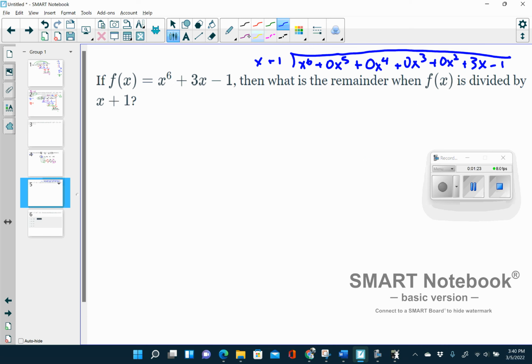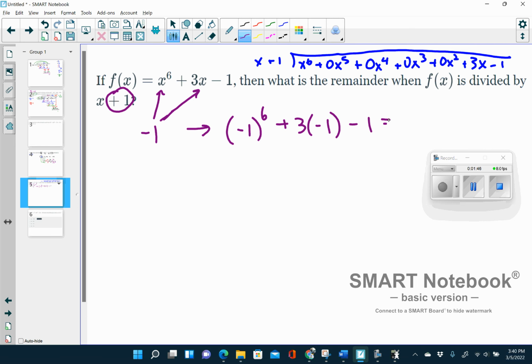So instead of doing that, there is a quicker way, and all you have to do is take this term that's here and flip the sign, and that's going to give you negative 1. And then basically you're going to take the negative 1 and substitute it wherever you see the x. So what I mean by that is you're going to do negative 1 to the 6th power plus 3 times negative 1 minus 1 equals, and you press enter in the calculator.